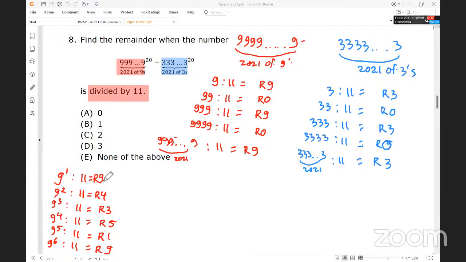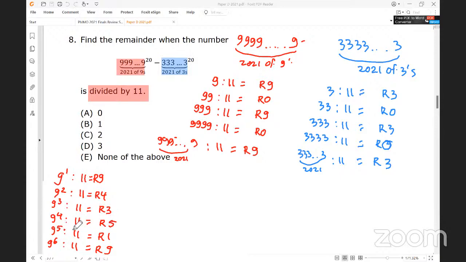So, 9 to the power of 1 divided by 11, the remainder is 9. We can do it manually. 9 to the power of 2 divided by 11, 81 divided by 11, so the remainder is 4. It's still easy. But 9 to the power of 3, maybe some of you take time. I will give you the way. Just take the previous R and multiply it with the first R. So 9 times 4 is 36, then 36 divided by 11, the remainder is 3. That's how I get it.